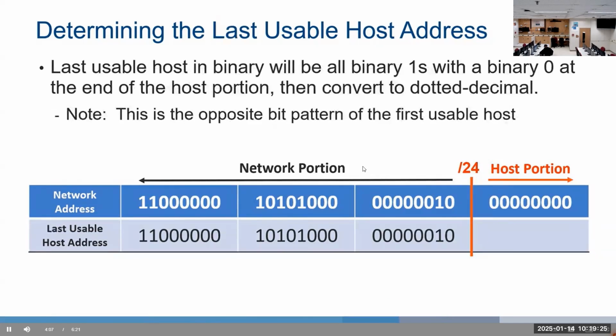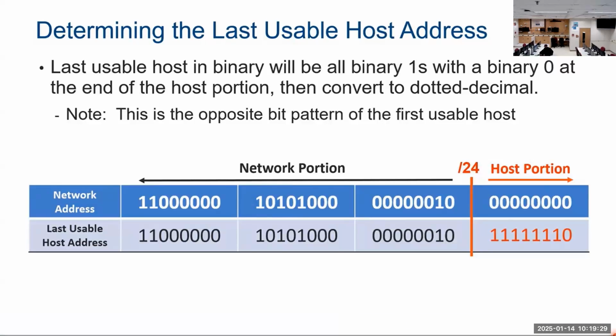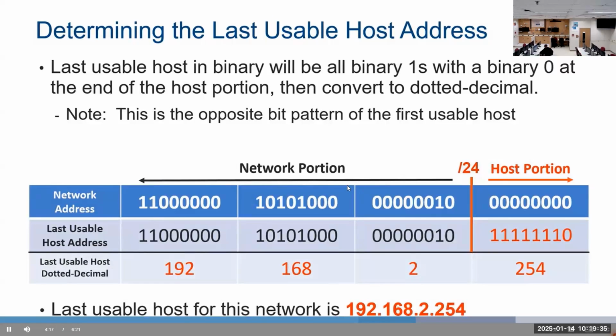Lastly, we'll determine the last usable host, which will be all binary 1s with a 0 at the end, the opposite bit pattern of the first usable host. Converting to dotted decimal, we get 192.168.2.254. So the last usable is the one that comes right before broadcast. Right? So if you take broadcast minus 1, you get the last usable. That's all.